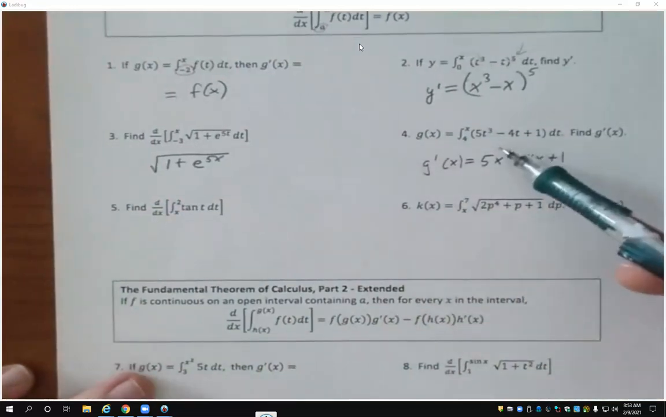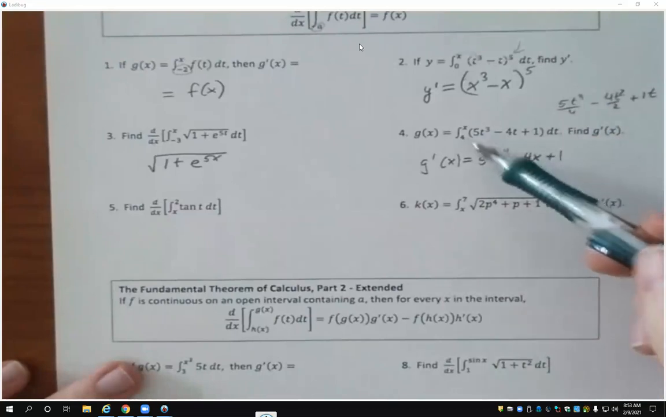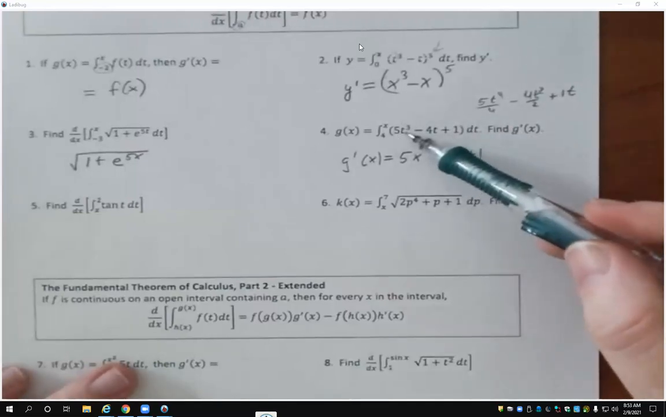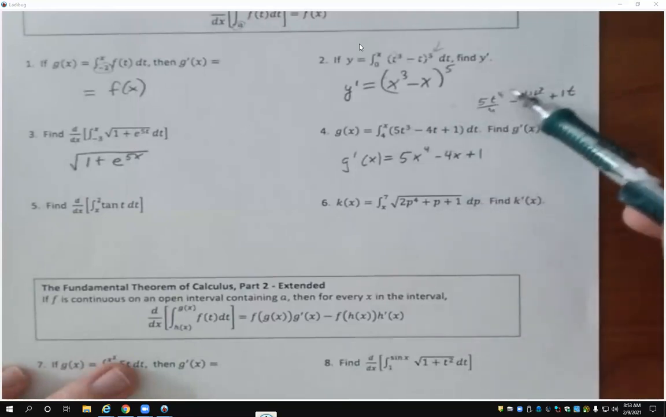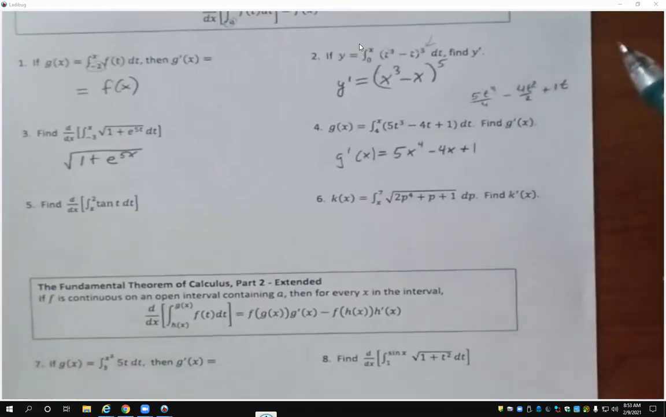Here's one where I can take the antiderivative off the top of my head, right? The antiderivative of this function would be 5t to the 4th divided by 4 minus 4t squared divided by 2 plus 1t. No, I'm taking the antiderivative, right? So when I take the antiderivative, I add 1 and divide by the new exponent. I'm doing it the way we learned prior to today.